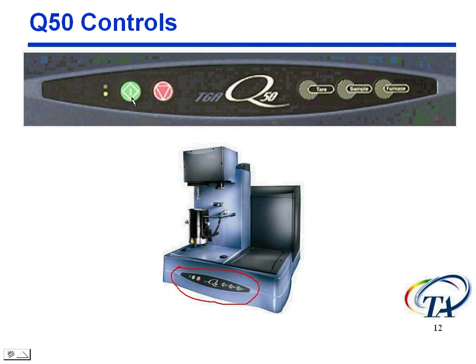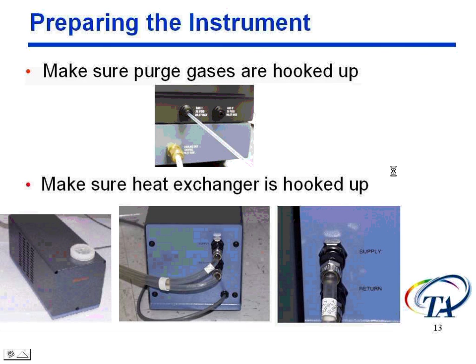So this is start, this is stop, tare, load and unload samples, and then close and open a furnace. So those are the controls on the two instruments. Now, no matter which TGA you have from us, you need to hook up a purge gas.